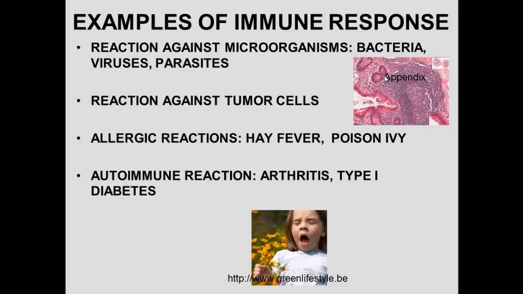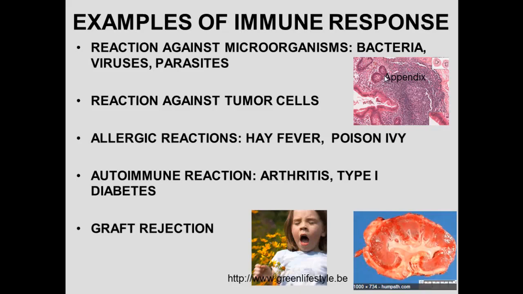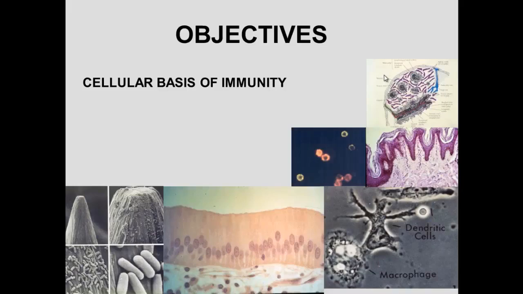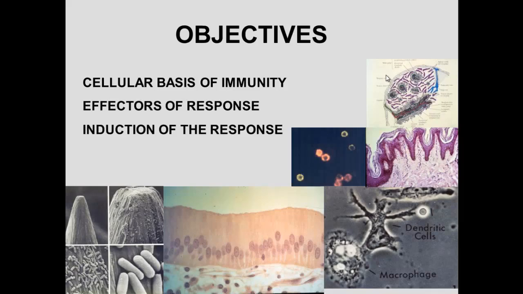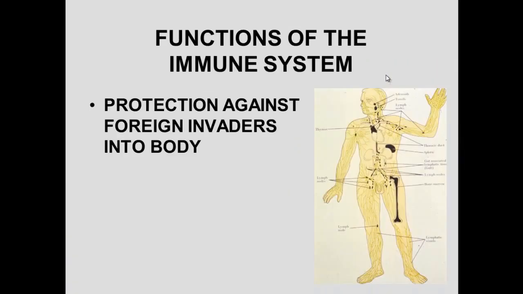And autoimmune diseases such as arthritis or type 1 diabetes. You might know someone with diabetes. And graft rejection. All of these are immune responses that we may have encountered or know about in the body. Now, the objectives of this presentation are to look at the cellular basis of immunity, the effectors of the response, the induction of the response, and ontogeny. Where did it come from in this developmental path?